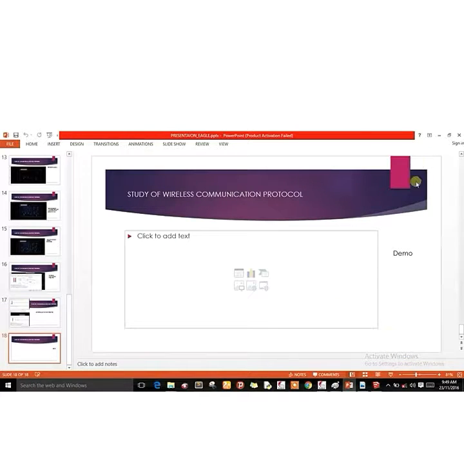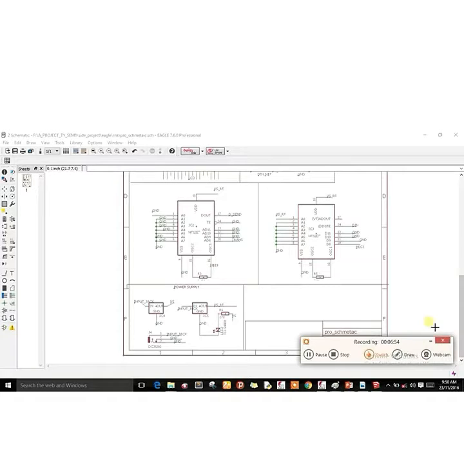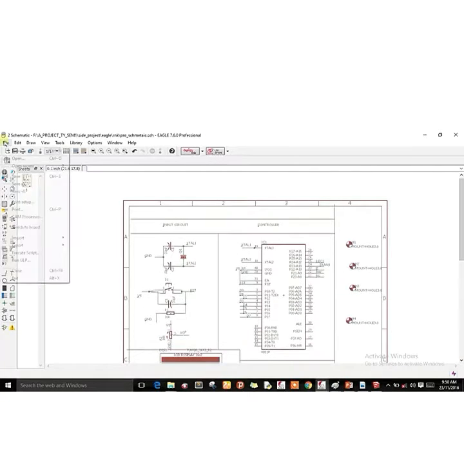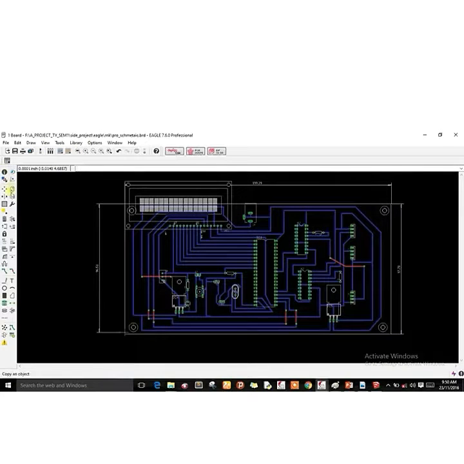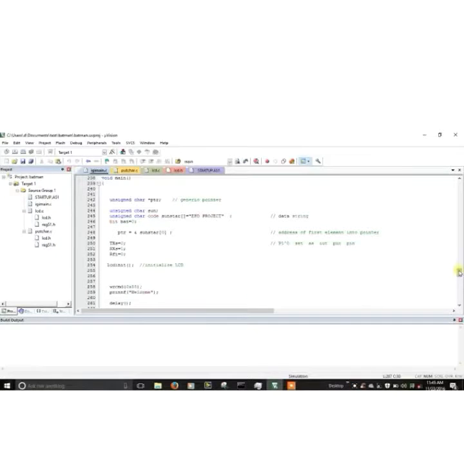For a schematic, go to file, new file, and then add components, give names, labels, and connect the appropriate pins. For designing a PCB, go to this option, switch to the board, and then route using the route option. For deleting a wire or ripup, use this option. In this way you can design your own PCB. These are the wires for checking DRC design rules, and then we proceed to our project in Keil MicroVision 5.